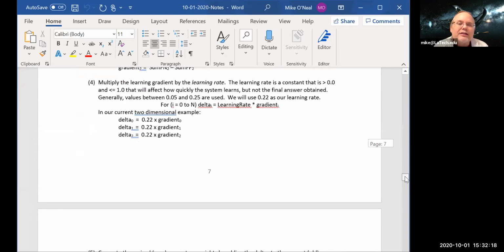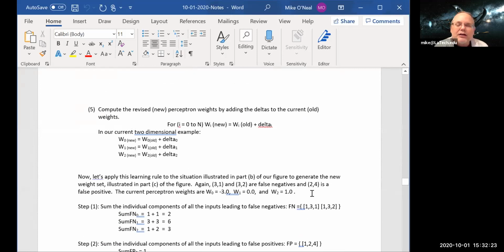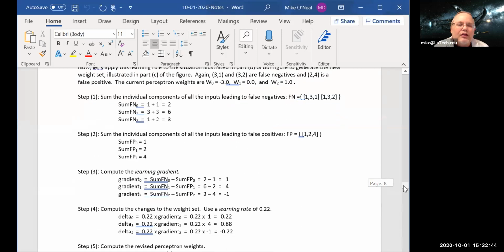Now, so that is the learning rule. But what I did next, so there could be no confusion, is I went ahead and applied that learning rule to our particular problem here. So we had, as I said, 131 and 132. You add it up and you get 263. That is the sum of the false negatives. You only had one false positive, 124. So the sum of the false positives is just 1, 2, 4.